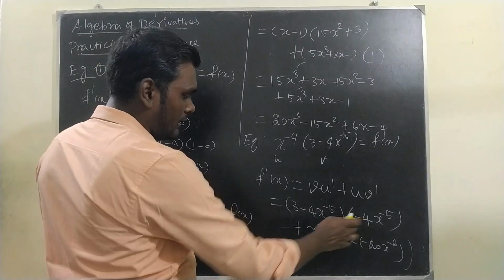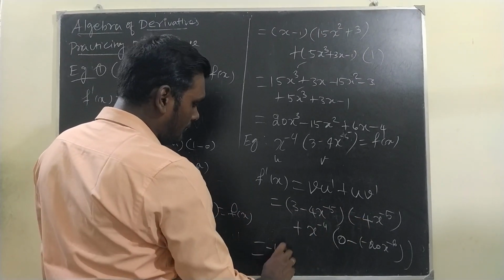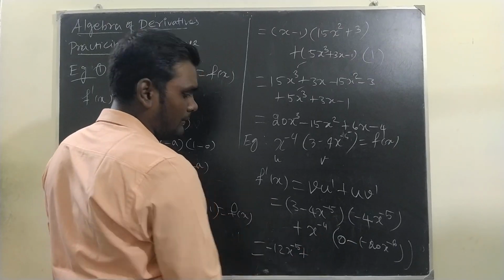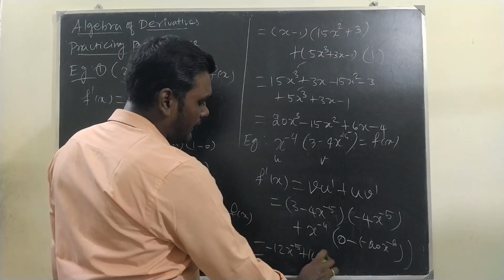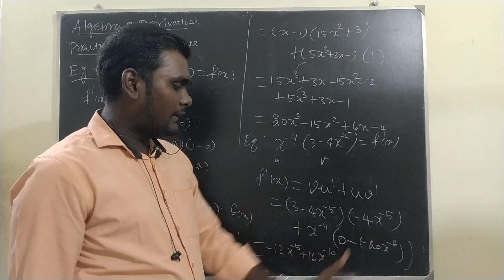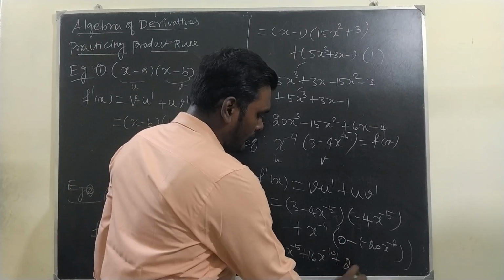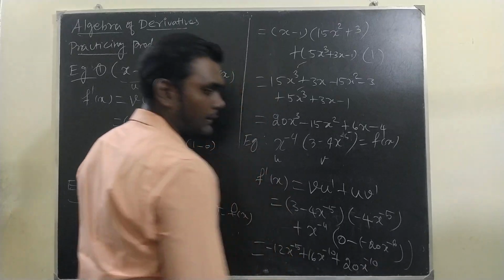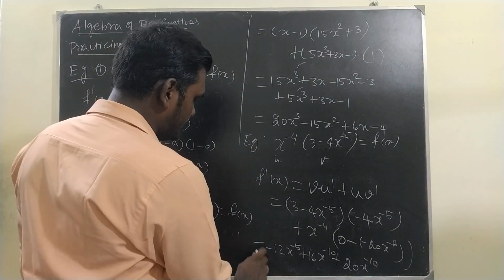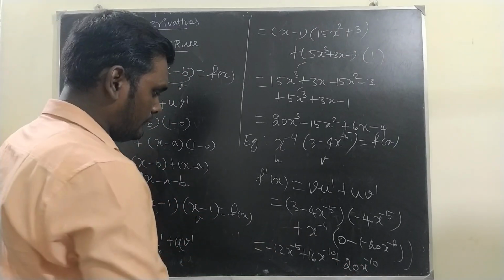We'll multiply that. 4 3s are 12, minus 12 x power minus 5. Minus into minus plus, 4 4s are 16 x power minus 10. Then here that is plus 20 x power minus 10. Got it? Then our final answer is like terms we have.